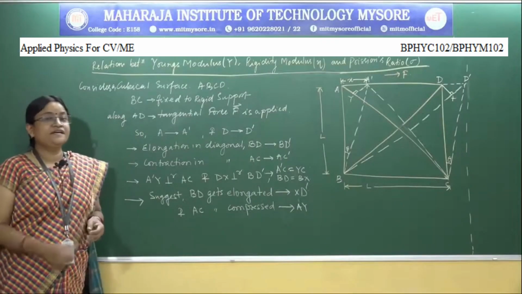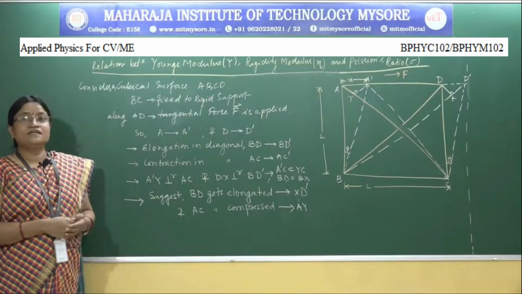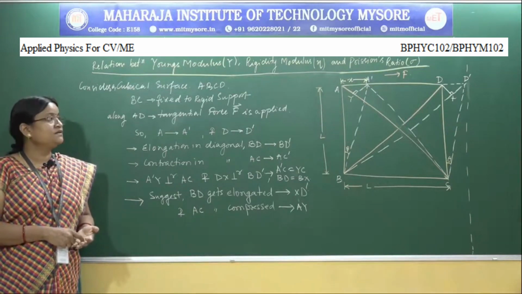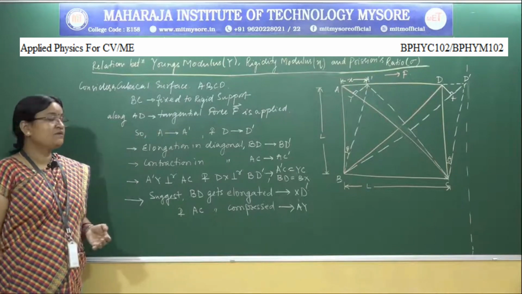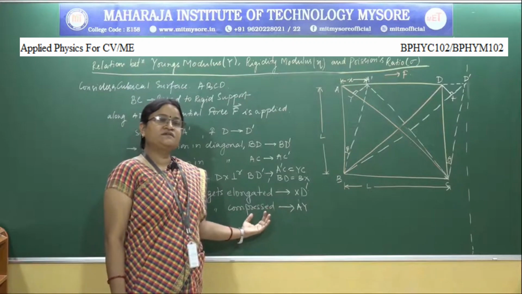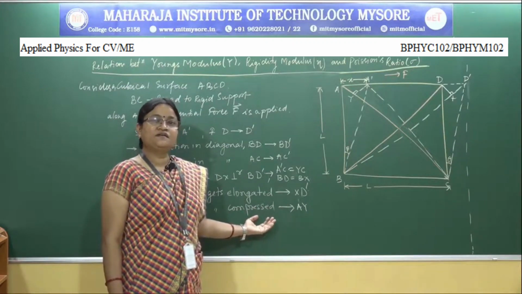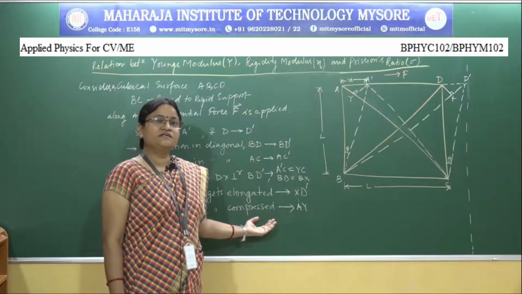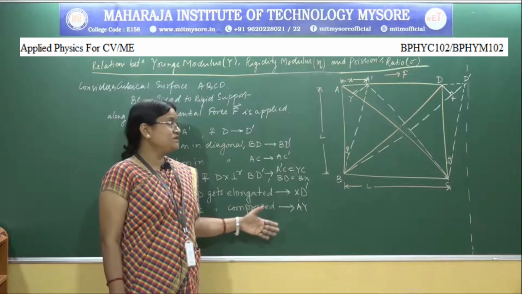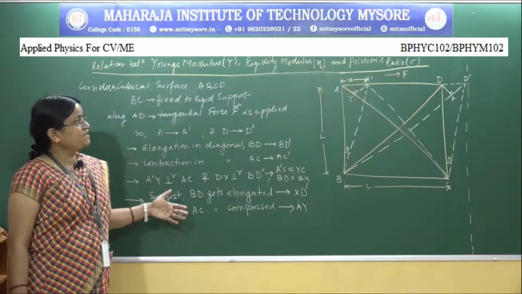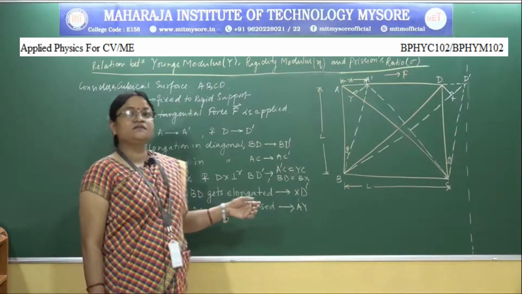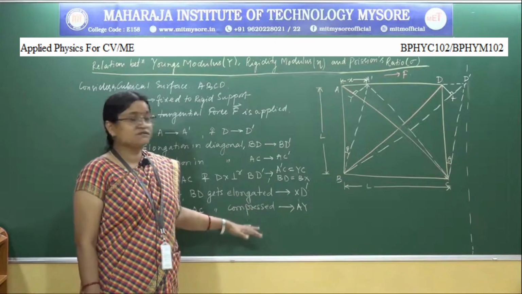So today we are going to derive the relation between Young's modulus, rigidity modulus and the Poisson's ratio. As we have learnt in the previous derivation, the relation between the elongation strain, compression strain and the shearing strain, the similar figure we will use here to find the relation between Y, eta and sigma, that is Young's modulus, rigidity modulus and the Poisson's ratio.